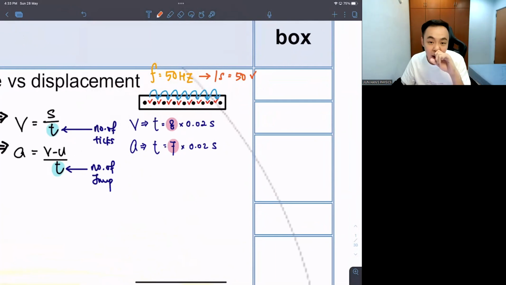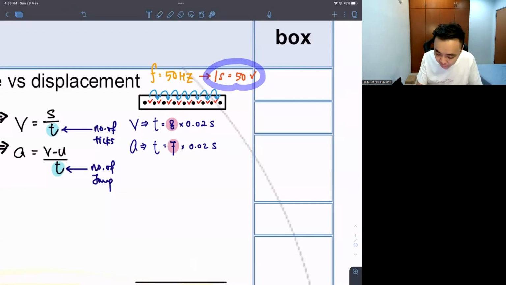So if I say I got 40 hertz, that means in 1 second, I will only produce 40 ticks. If I say I got 30 hertz, 1 second, 30 ticks. Get it? So since 1 second can do 50 ticks, if I only want 1 tick, simple, I take 1 second, divide by 50. You calculate for me. What do we get? 1 second divided by 50.